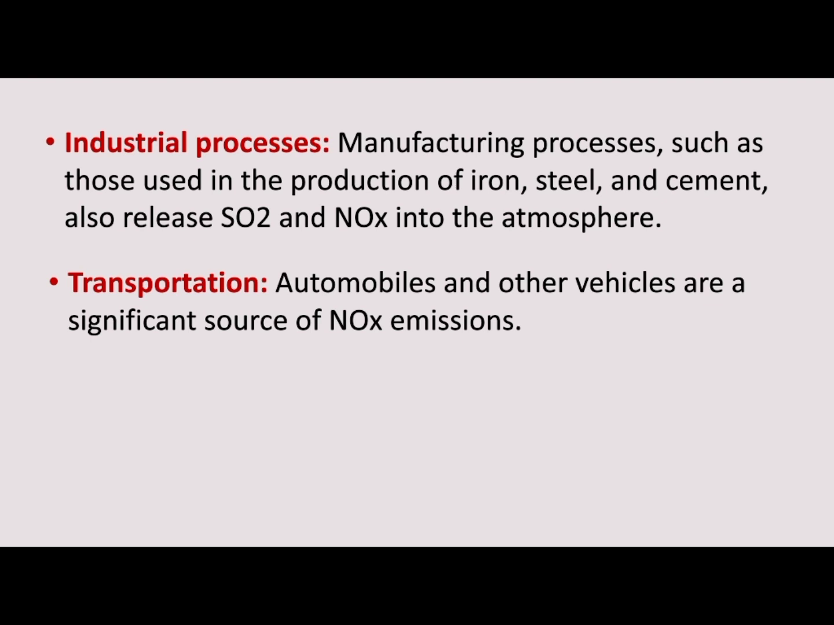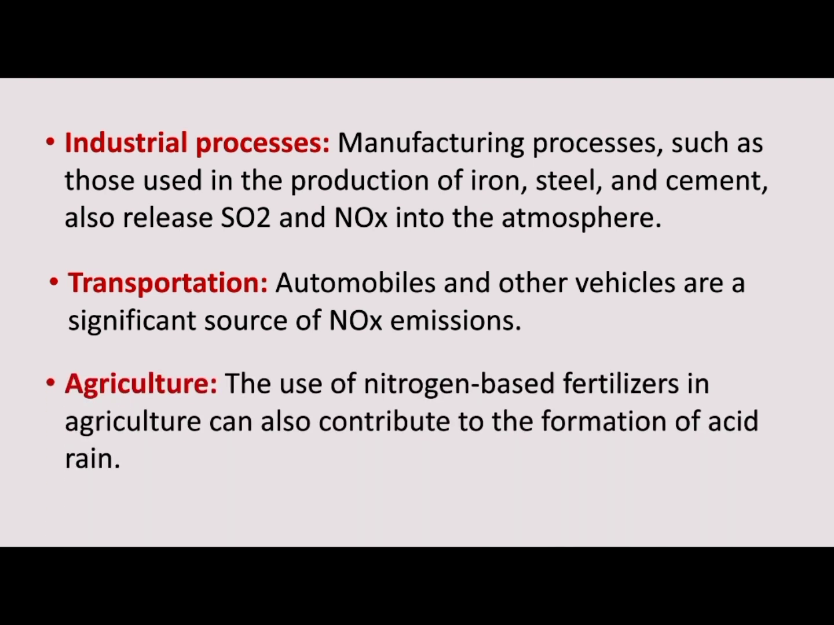Next one is transportation. How can transportation cause acid rain? Automobiles and other vehicles are a significant source of nitrogen oxide emission and also cause acid rain formation. So next we will discuss another cause of acid rain, that is agriculture. The use of nitrogen based fertilizer in agriculture can also contribute to the formation of acid rain. So in all these sources, the formation of oxides leads to the formation of acids that reduce pH and cause acid rain. These are all the main causes of acid rain.